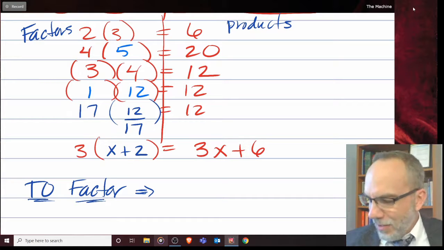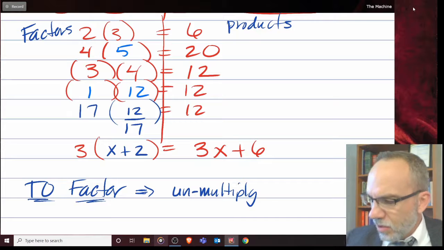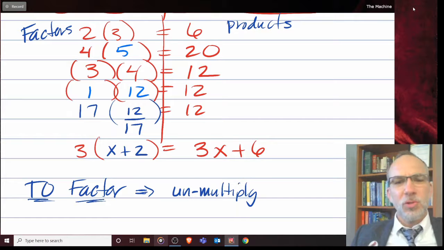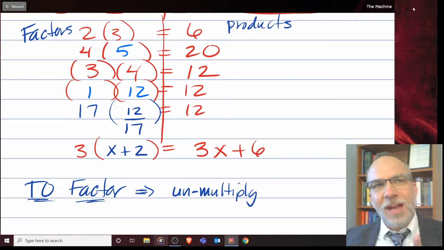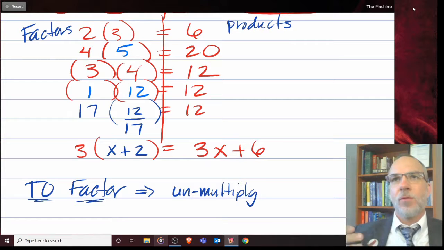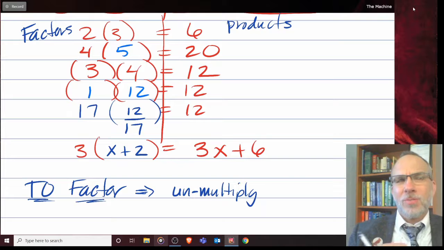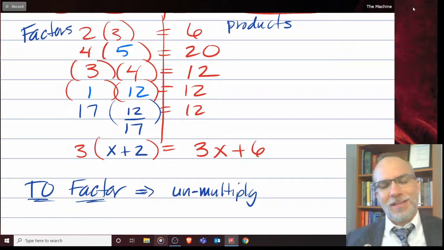The way to really say this is unmultiply, but that sounds so crude. No, it means factoring means you're going to write them as factors. You're going to take the product and you're going to reverse multiply, not divide. It's not division. Don't ever say that factoring is division. It's not. It's backwards multiplying. You're undistributing, unmultiplying.